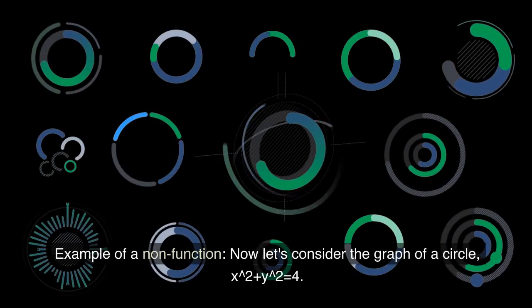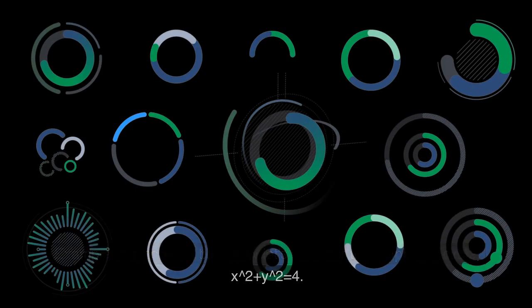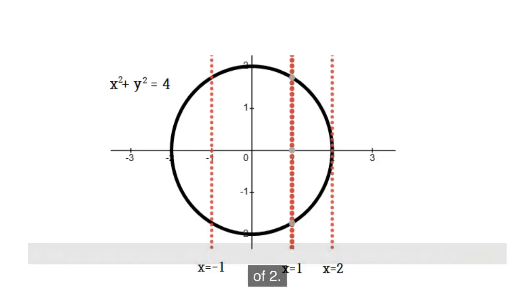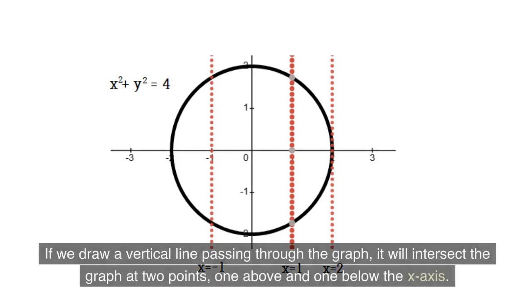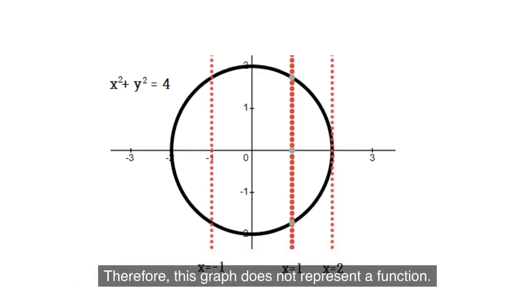Example of a non-function. Now let's consider the graph of a circle, x squared plus y squared equals 4. If we plot this equation, we get a circle centered at the origin with a radius of 2. If we draw a vertical line passing through the graph, it will intersect the graph at 2 points, one above and one below the x-axis. Therefore, this graph does not represent a function.